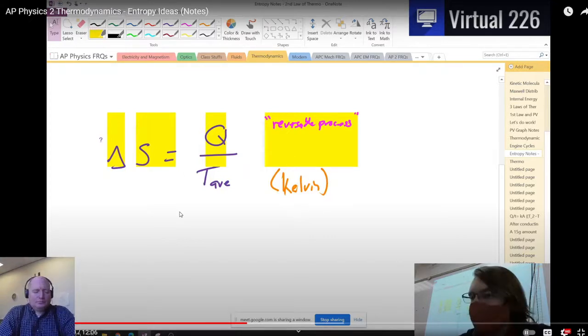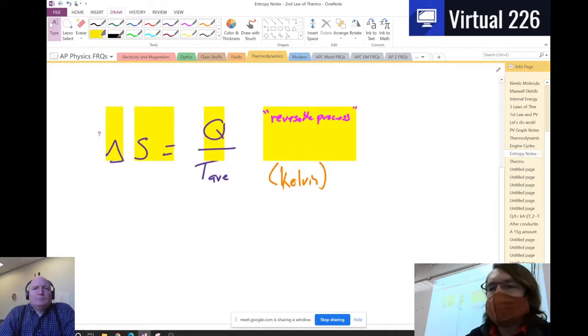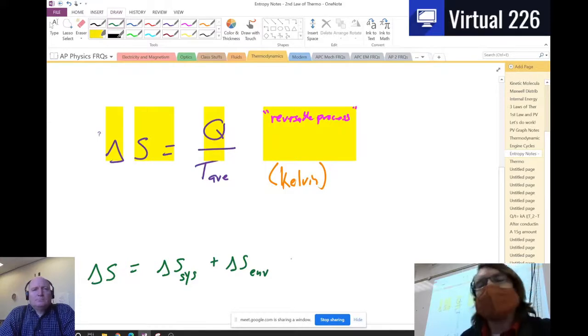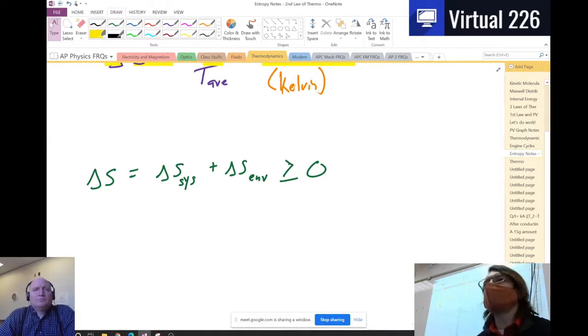Actually dive into an example of what's going on here, but one of the interesting things about this idea of a change in entropy is that, in general, the change of entropy is equal to the change in entropy of a system plus the change of entropy in the environment. And this always has to be greater than or equal to 0 for any real process. For any real process, this must be true.